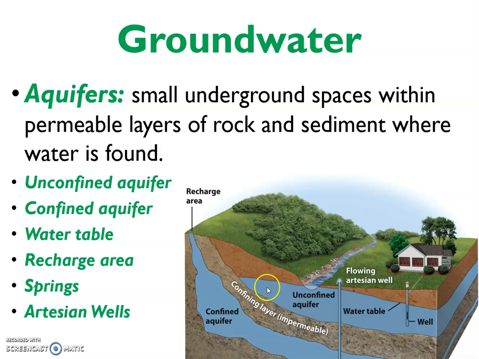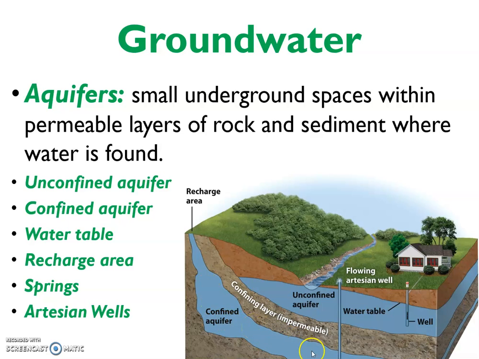The last term on our list here is artesian wells. So artesian wells only occur when you have a confined aquifer. In the confined aquifer, there's a great deal of pressure because of this overlying layer of rock and the continual addition of a small amount of water.